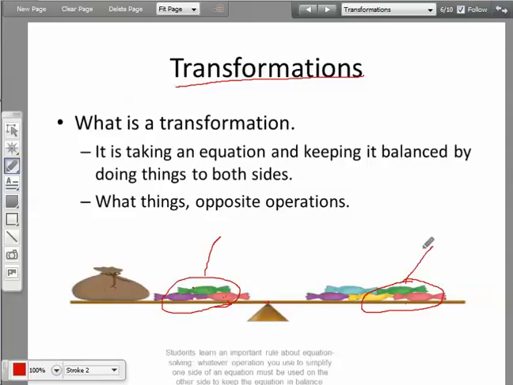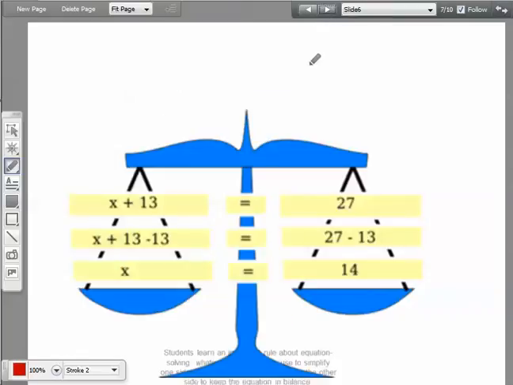Well, once I take these away, I'm left with 2 pieces of candy. In this bag, there must be 2 pieces of candy. By doing this, I kept the teeter-totter balanced. That's what the whole concept of transformation is all about.